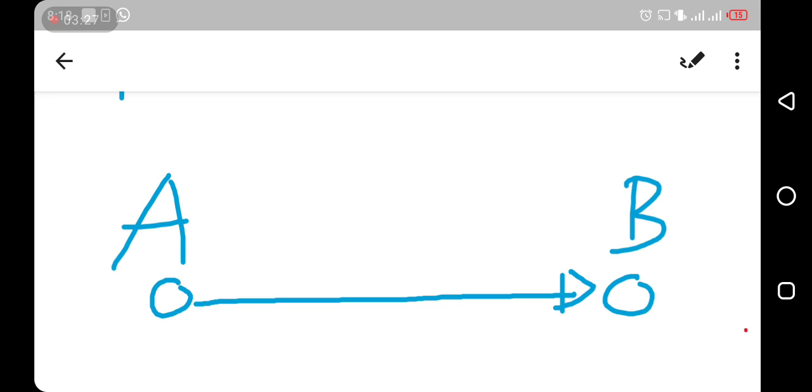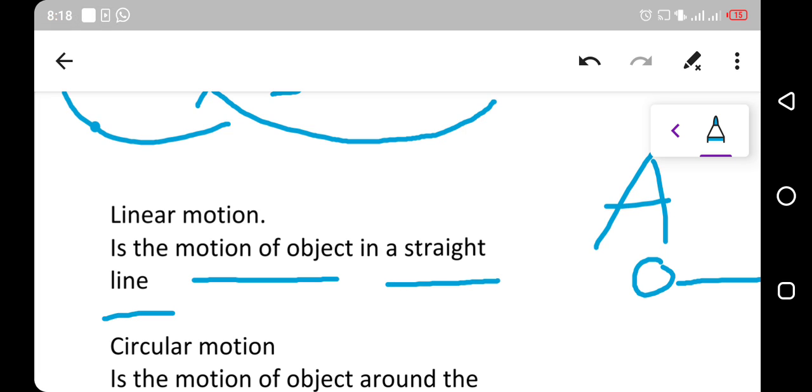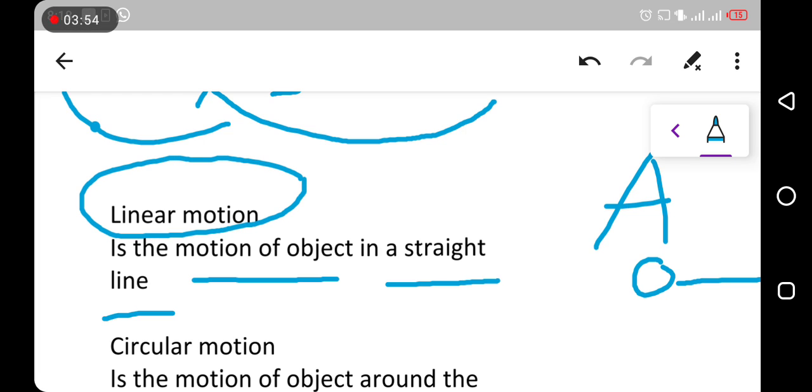By formal definition, inawezekana tukasema linear motion is the motion of an object in a straight line. In a straight line, katika mstari mnyofu. Na in our topic, katika level yetu sisi ya form 2, tutasoma motion in straight line. So all the motion we will discuss is linear motion. Kwa hiyo motion ambazo sisi tutazisoma ni linear motion. So that is the first type.